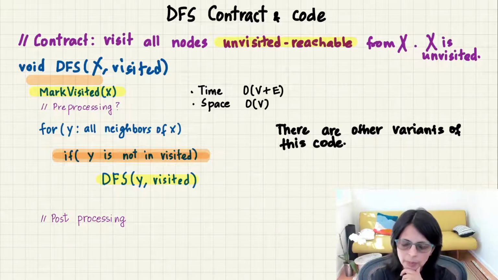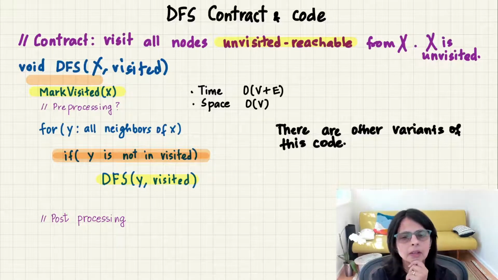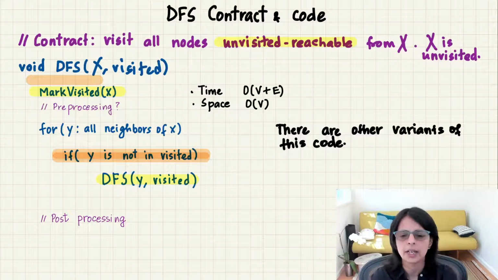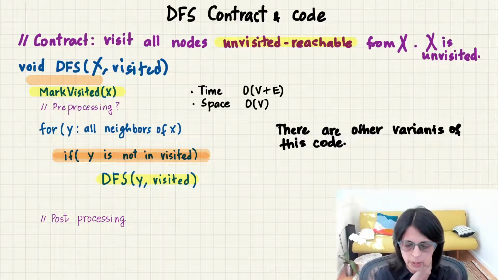The space complexity is order V because, in the worst case, the entire graph could be one big cycle, and then we will have all the DFS calls active at the same time on the stack. Okay, so that's the time and space complexity in the basic DFS contract and code that we see out there.